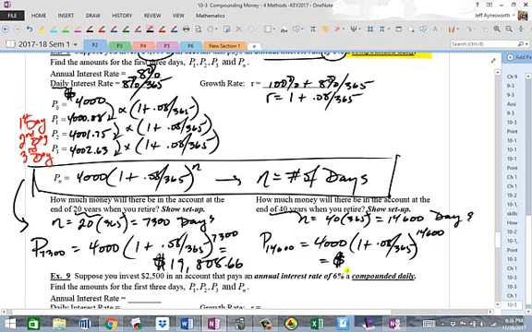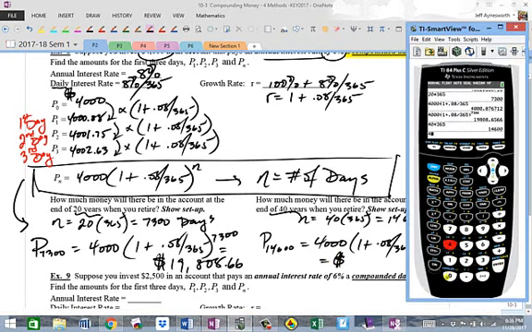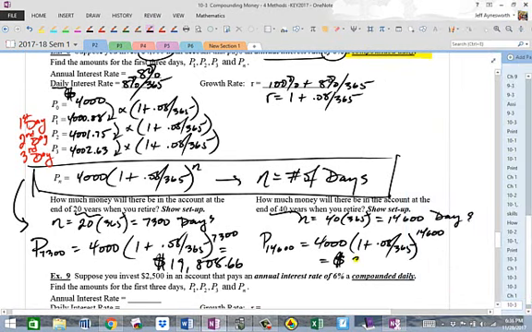So let's multiply it by our growth factor. I just made a mistake there, but I caught it. 0.08 divided by 365. Raise it to 14,600. Wow, pretty cool that you can do that on a calculator. And you get $98,095 and 72 cents.